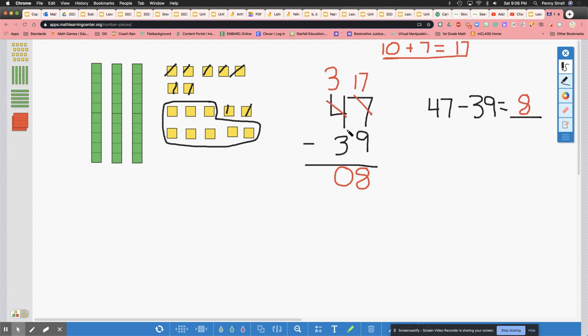Now I need to subtract the tens place. Remember, we're not done till we complete all of the place values. I need to take away 3. So I'm going to take away 1, 2, 3. I don't have any tens, and I have 8 ones.